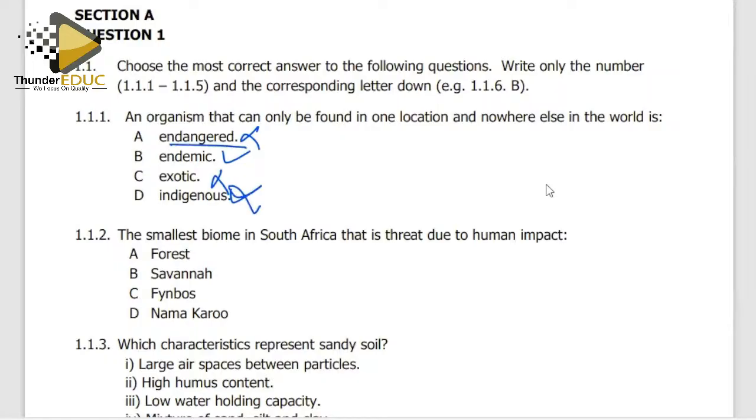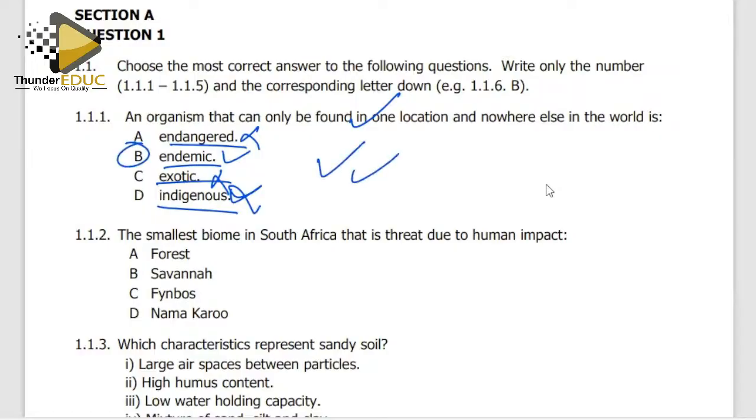Endangered means it's about to get extinct, you are threatening it. Endemic, that's it. Exotic, you introduced it. Indigenous, they are locals. So the answer becomes B, which is the most correct answer.